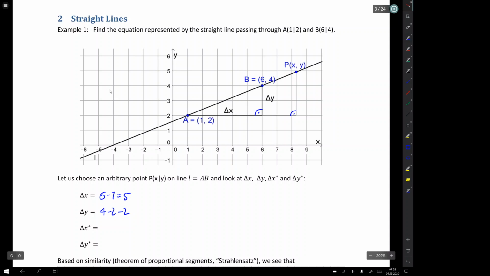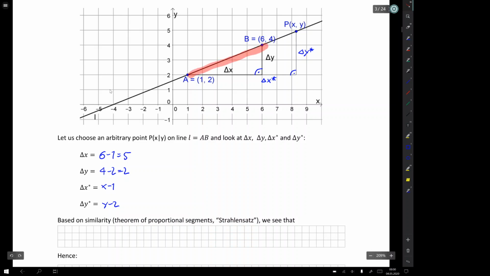Now, additionally, let's look at this delta x star and delta y star. So we have drawn the same type of triangle now for the points A and P. And delta x star is then the difference of the two x coordinates. So we get x minus 1. And for the difference of the y coordinate, we get y minus 2. Here, y minus the 2. This is this length here.